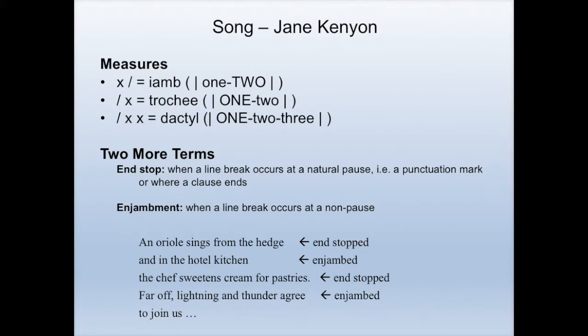And finally, the last example, far off, lightning and thunder agree to join us. So I've read across the line, and that agree is an enjambed line ending because we have to go across. There's no natural pause there.